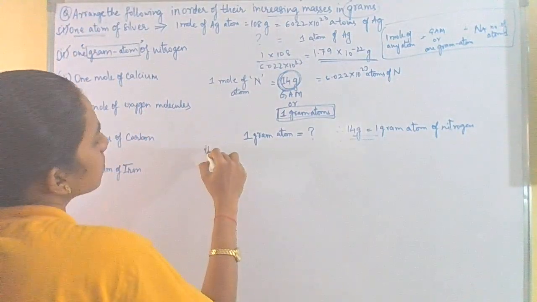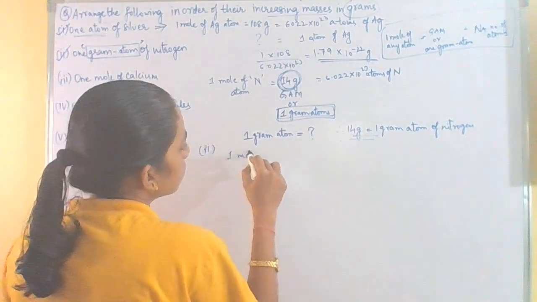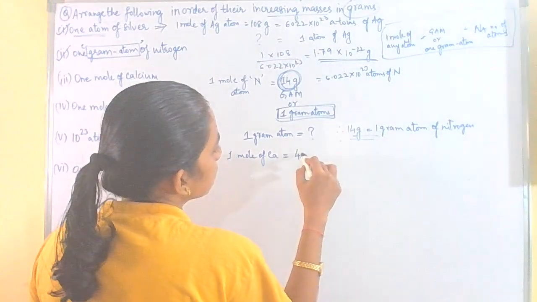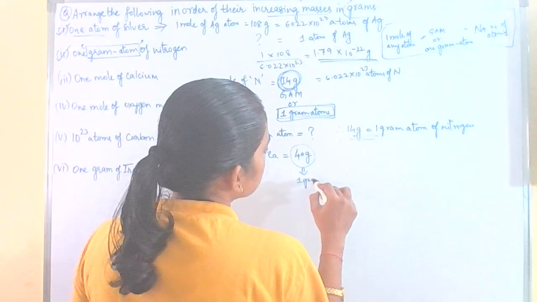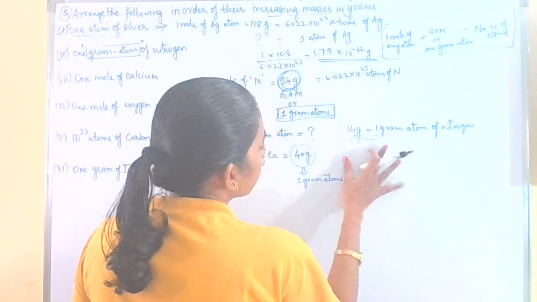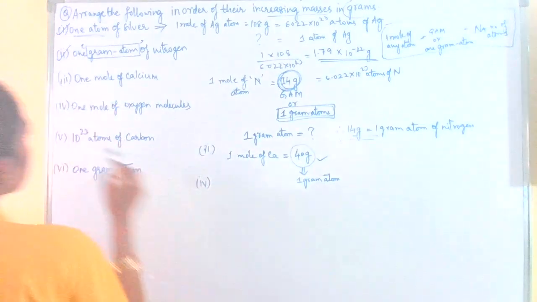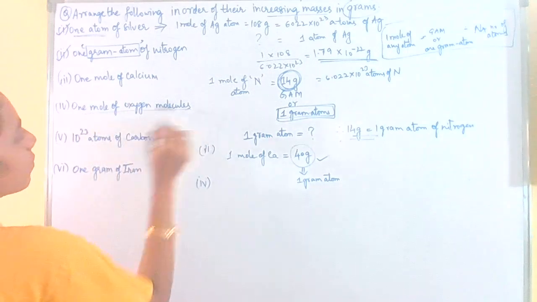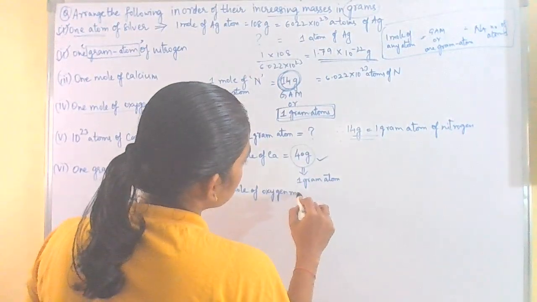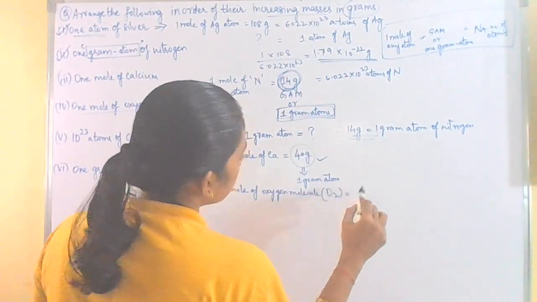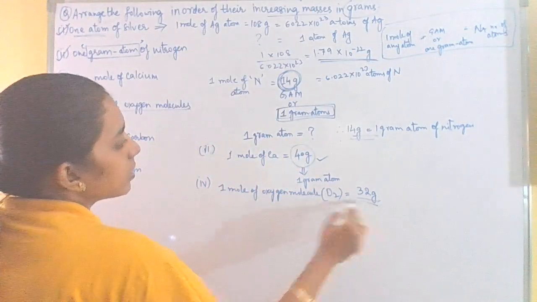Now the third one. They have asked to find the mass of 1 mole of calcium. 1 mole of calcium is equal to 40 grams. This is direct. This is equal to 1 gram atom, not 40 gram atoms. This is the answer for the third one. Then the fourth one: find the mass of 1 mole of oxygen molecule. 1 mole of oxygen molecule O2 is equal to 32 grams. This is for the fourth one.